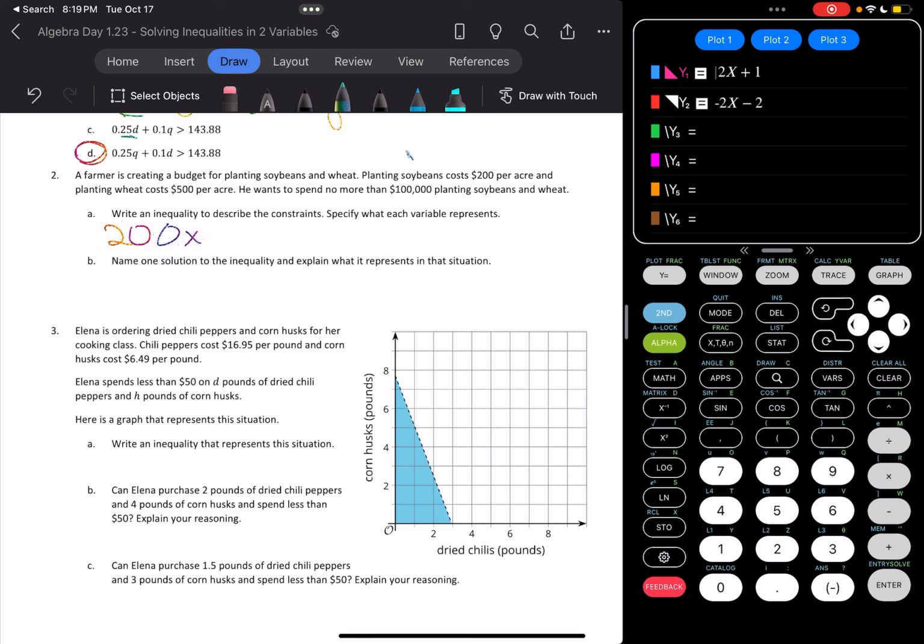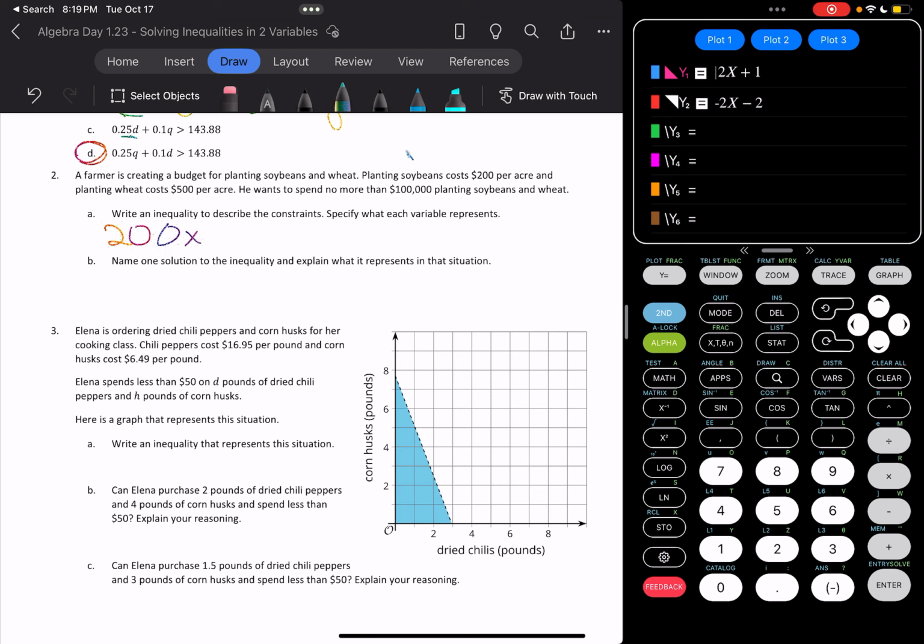So it says name one solution to the inequality and explain what it represents in that situation. So what is one thing that would work in this inequality? Well, let's say that I have 10 acres of soybeans. If I had 10 acres of soybeans, then we would have 200 times 10 is 2,000. 100,000 minus 2,000 gives me 98,000 divided by 500 gives me 196. So 10 comma 196 could be one solution, right?